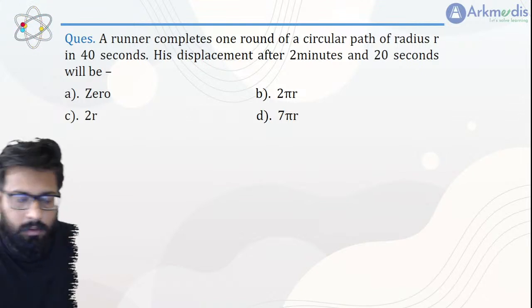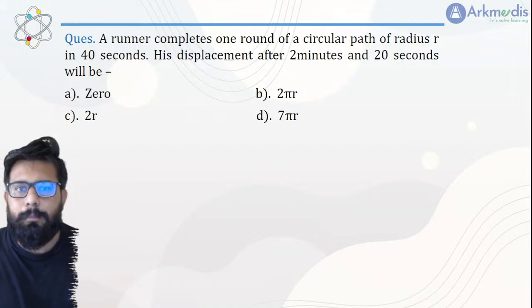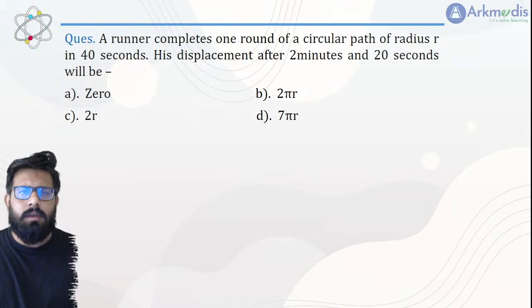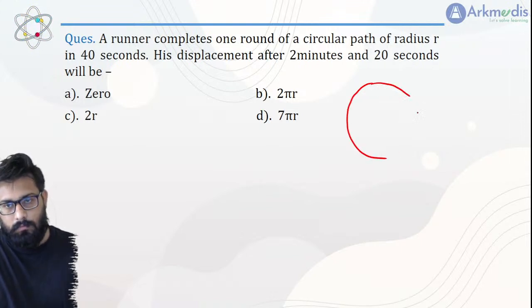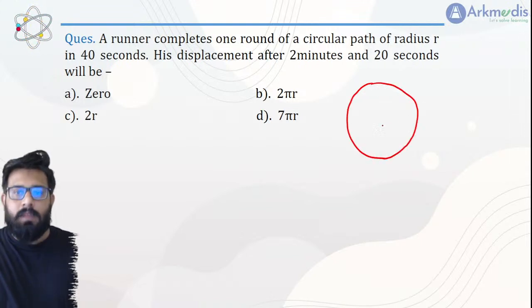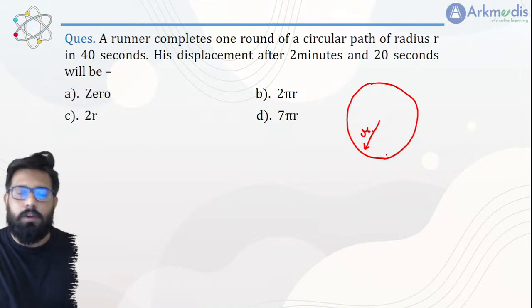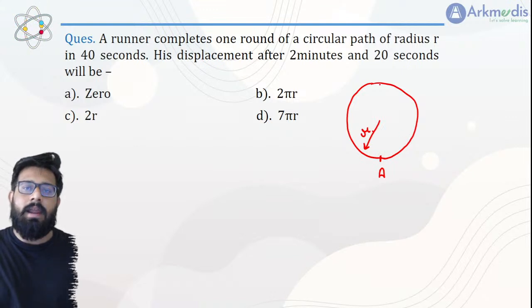Okay, fine. So let's see the question based on this. A runner completes one round of a circular path of radius r in 40 seconds. His displacement after 2 minutes and 20 seconds will be. So here in this question, we have a runner who completes one round of a circular path having some radius r, in just 40 seconds. Suppose this is my initial position A, and the runner starts from A and ends at A.